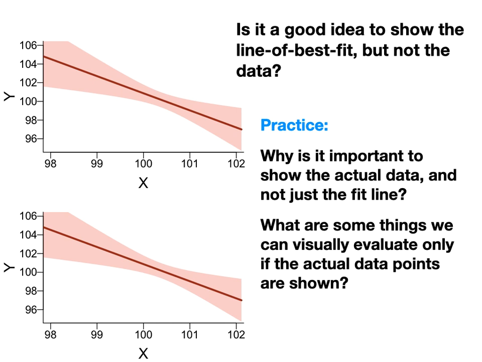What are some features that we can visually evaluate as the reader only if we get shown the actual data points? On the left of this slide, there are 2 graphs with a line of best fit and its confidence intervals, and they're identical, but they actually come from 2 very different data sets. Here I've added the data on top. So what do we miss out on as the reader when we don't get shown the data points? Think about that, and we'll talk about it in Zoom.